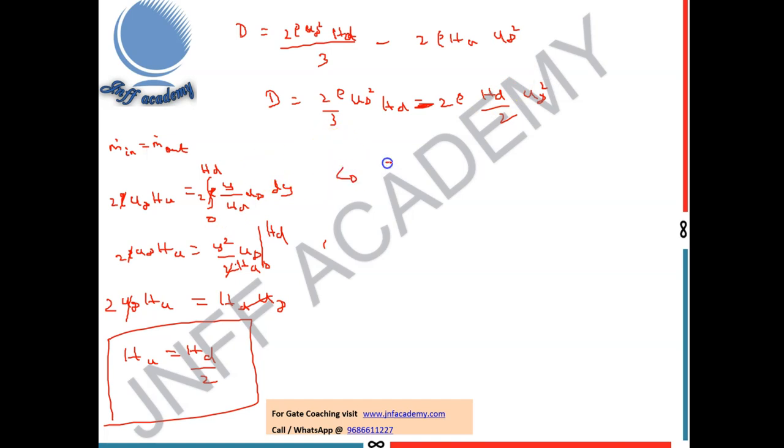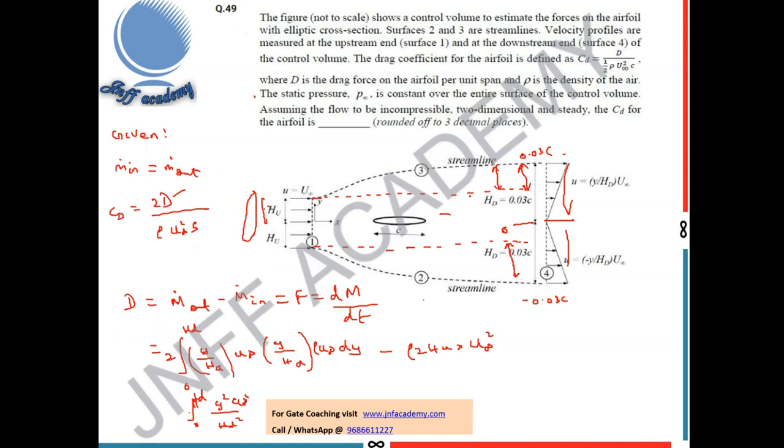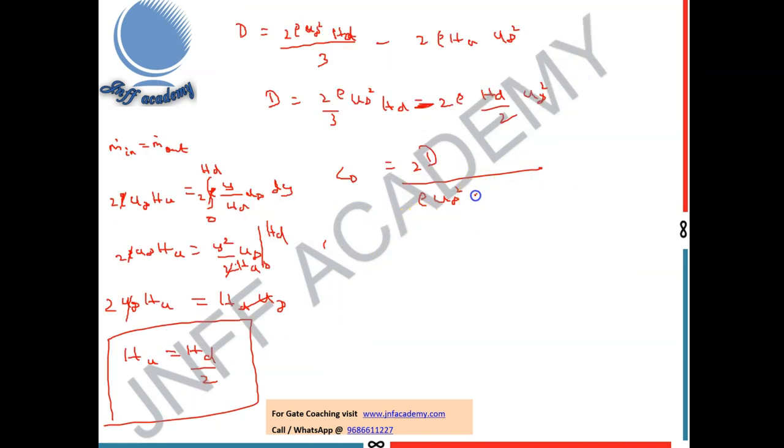Now what is CD? Drag divided by 2 drag divided by rho U infinity square area, right? Area, we know what is the area, C. Here you have to substitute C, right? Because the length of this ellipsoidal thing is C, right? C. Now we know the drag.